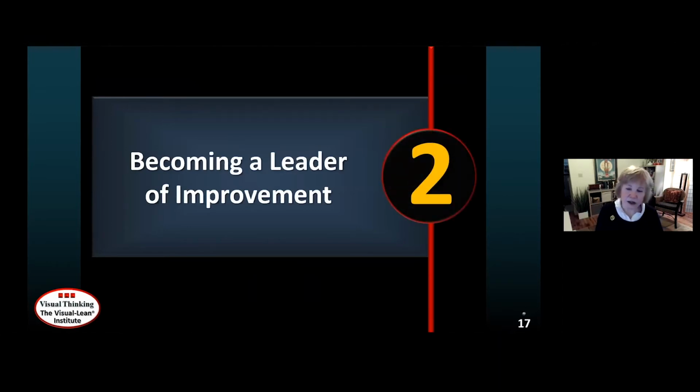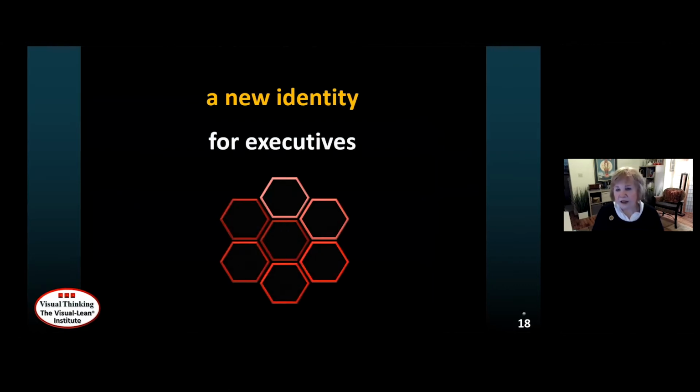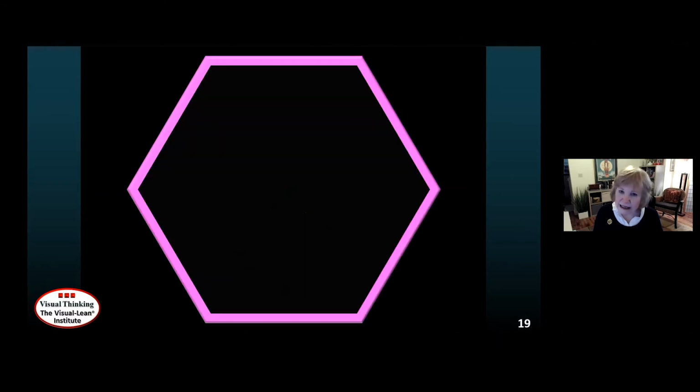Let's take a look. I describe this identity, and I'll only be able to hit a couple of these components, as a hexagon, the shape that you see here. What I like very much about the hexagon as an organizing format for understanding the elements of these identities is that it has an anchor element, that thing in the middle.